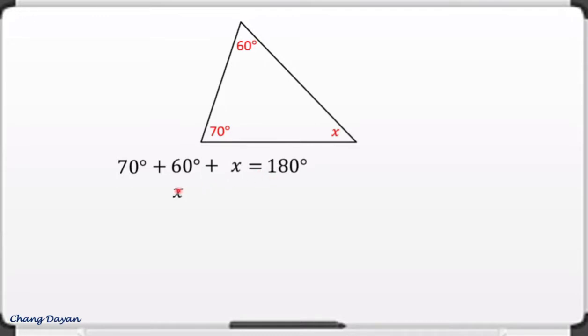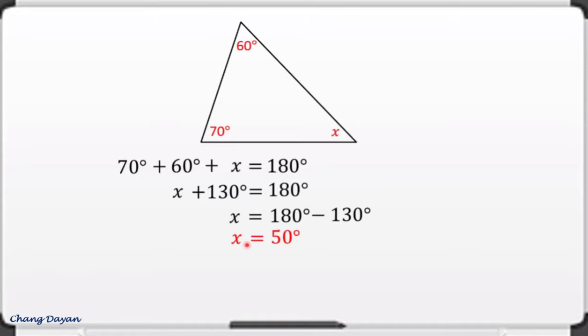x, 70 plus 60 is 130 degrees equals 180 degrees. Then just subtract 180 degrees minus 130 degrees. And our answer is 50 degrees. So meaning the measure of x here is 50 degrees.